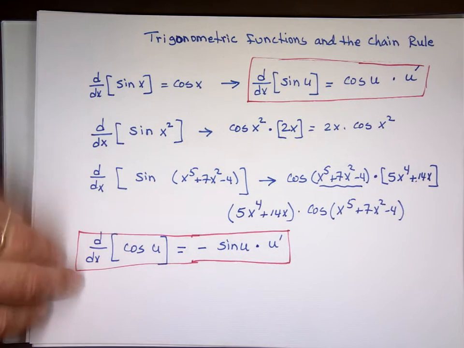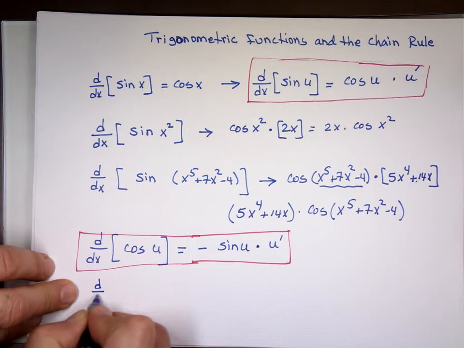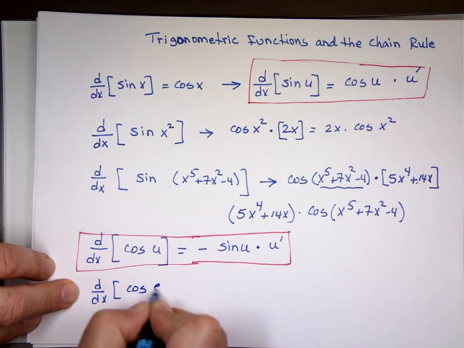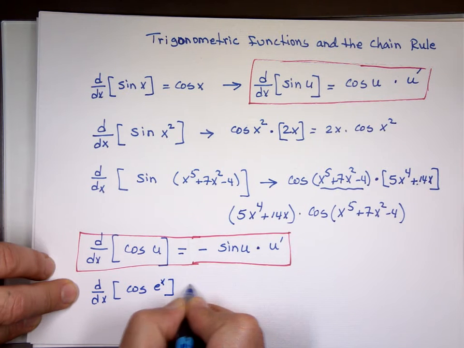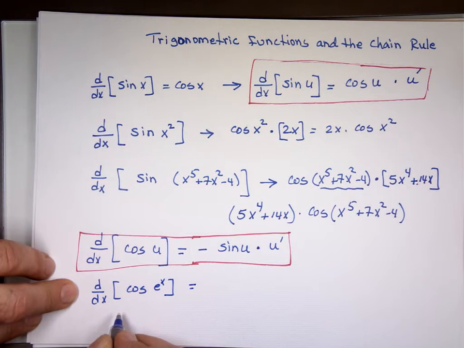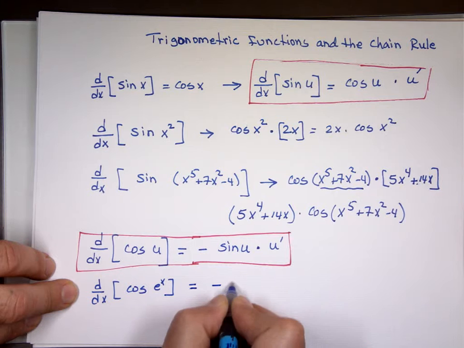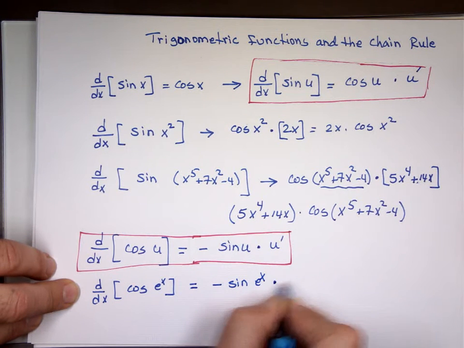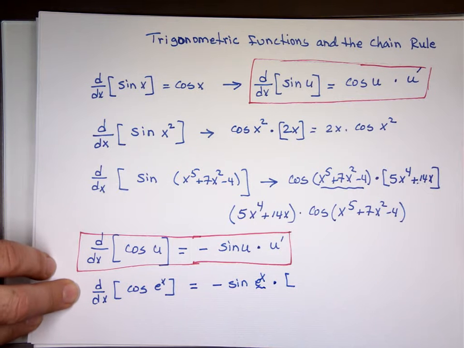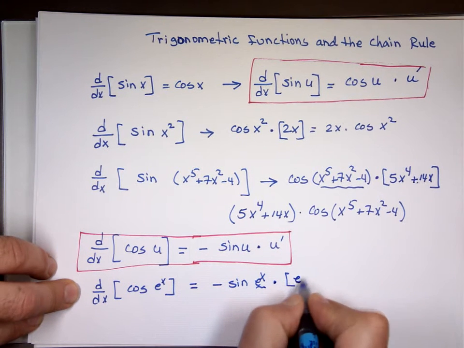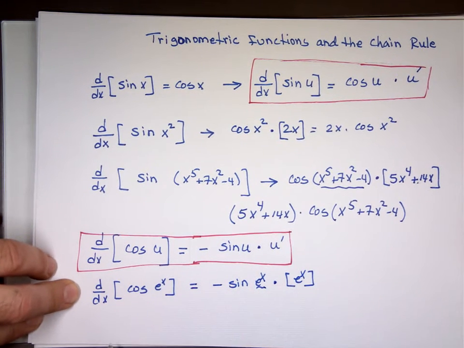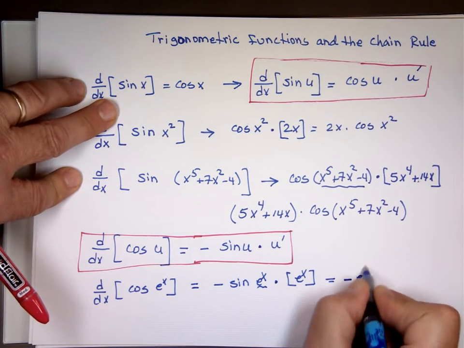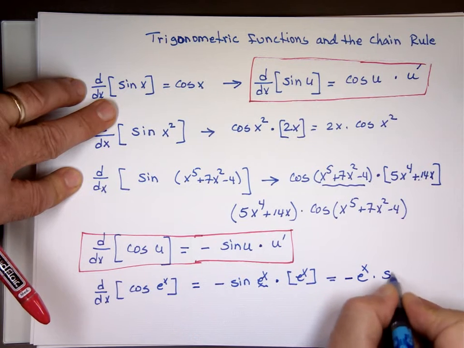So let's look at that. Can you tell me what the derivative of cosine e to the x is? Negative sine e to the x times the derivative of this. What's the derivative of e to the x? E to the x. Clean it. That'll be negative e to the x times sine e to the x.